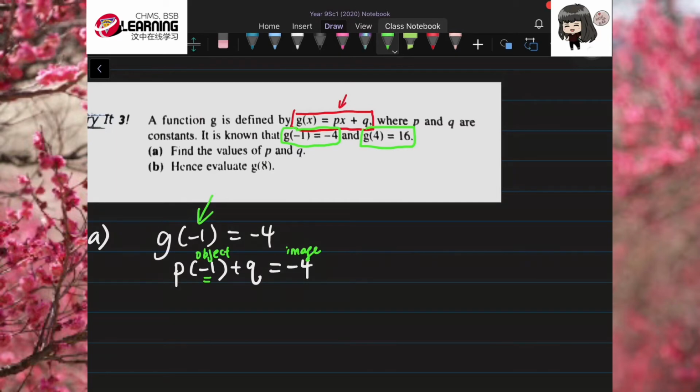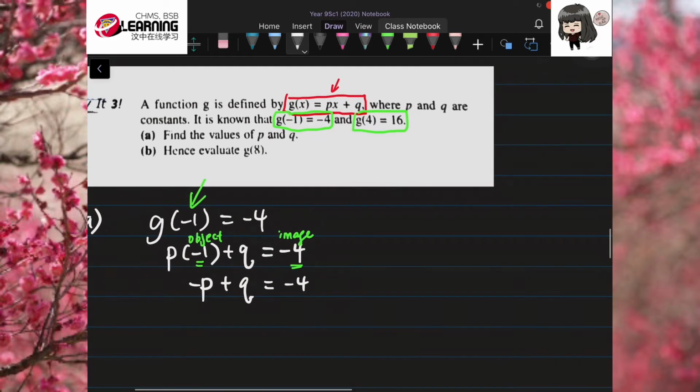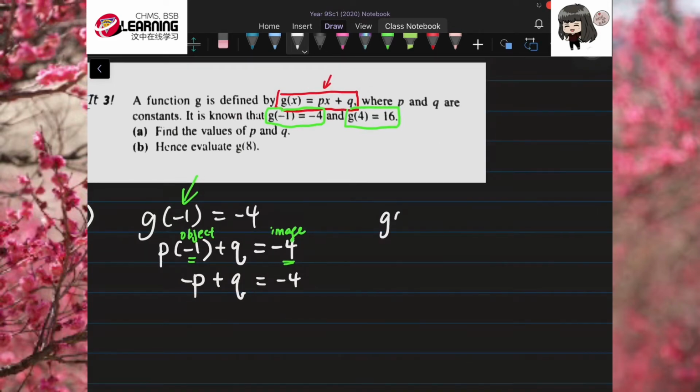Your object is your x. You sub in the -1 into the x, and it will give you an image of -4. Let's simplify this one. -1 times p is -p plus q, and is equal to -4. We cannot solve this yet because we have two unknowns, p and q. So we just leave this as it is first, and we see the next information they have given to us, which is g of 4 is equal to 16.